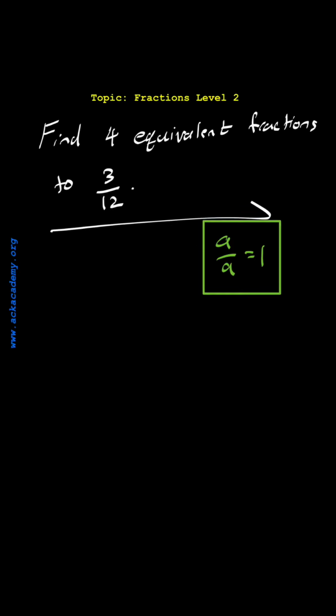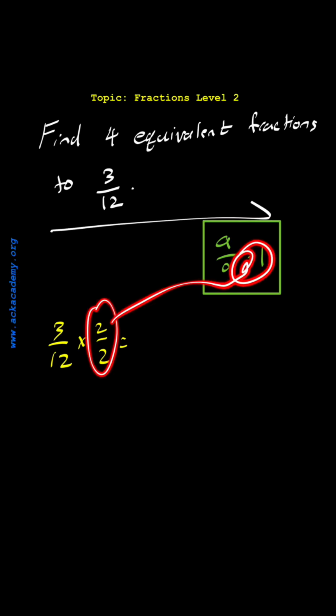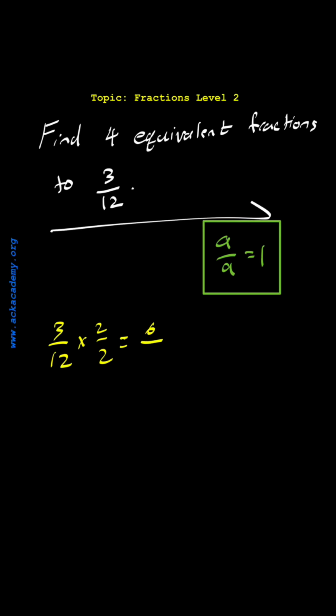So let's do that. So 3 over 12, multiply it by some fraction over. Let's just say I do 2 over 2. Again, this is equal to 1. Okay. 3 times 2 is 6. 12 times 2 is 24. Boom, we have an equivalent fraction.